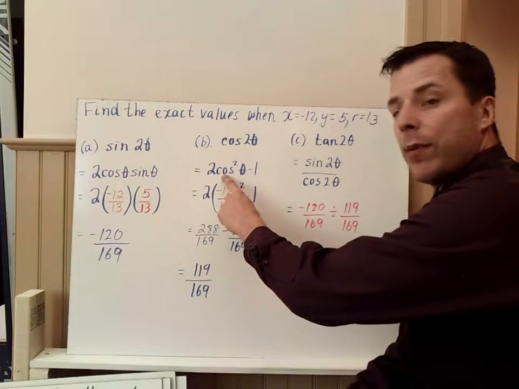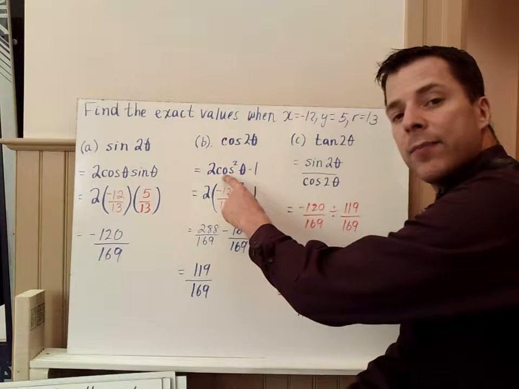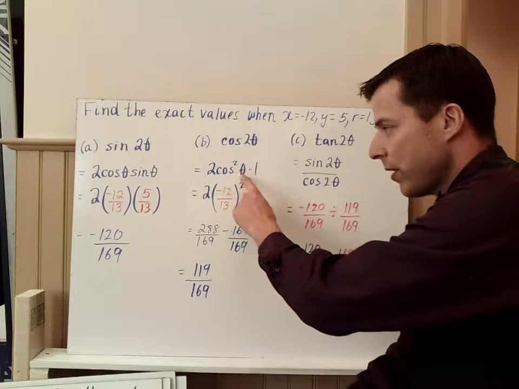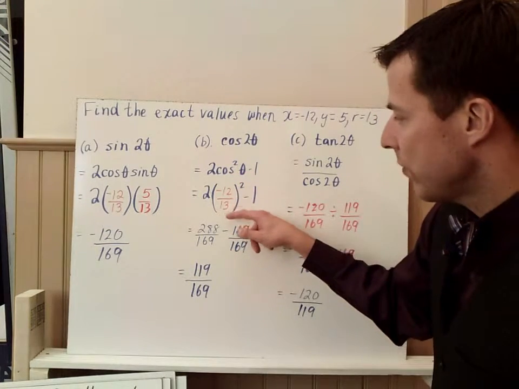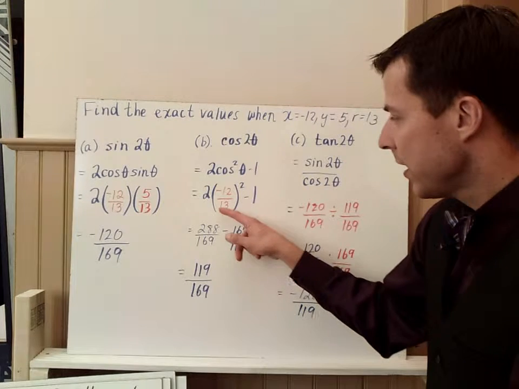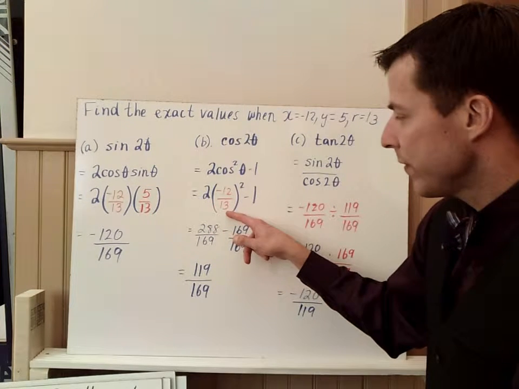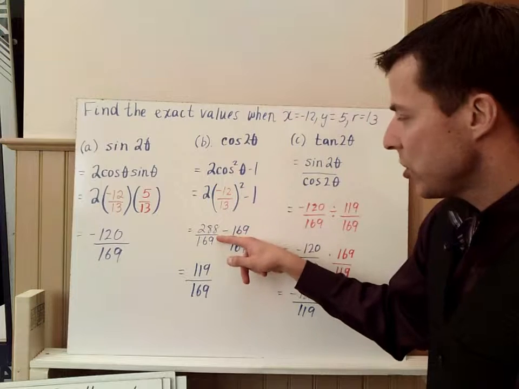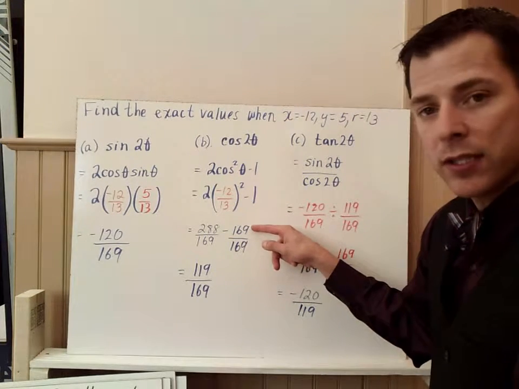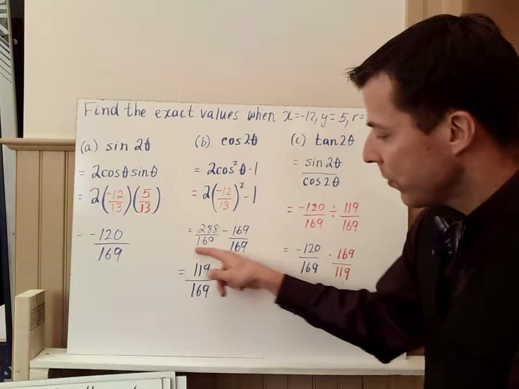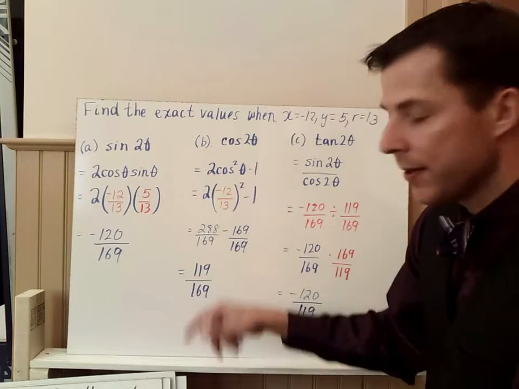I use the same value in part B to find cosine 2 theta that I did in the previous example: 2 cosine squared theta minus 1. Okay, so I know that cosine is -12 over 13. I square that. So I have 2 times 144 over 169, which is 288 over 169. And then 1 is the same as 169 over 169. I'm left with 119 over 169.